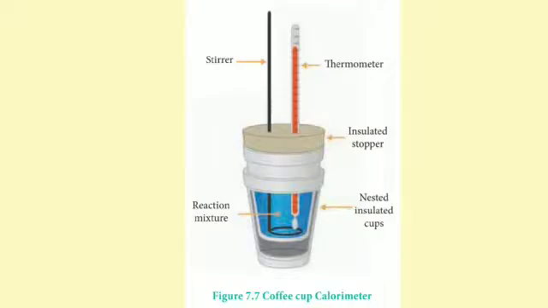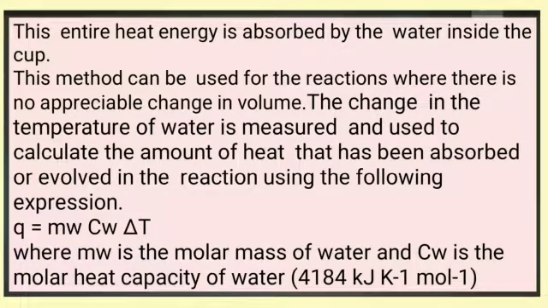The picture is given. What are the parts? Porcelain stirrer, the thermometer, insulator stopper, and the white colored one is the styrofoam cup. It is mentioned as nested insulated cups. Then one more thing, the reaction mixture. The entire heat energy is absorbed by the water inside the cup. This method can be used for reactions where there is no appreciable change in volume.